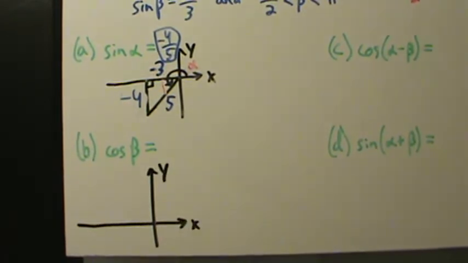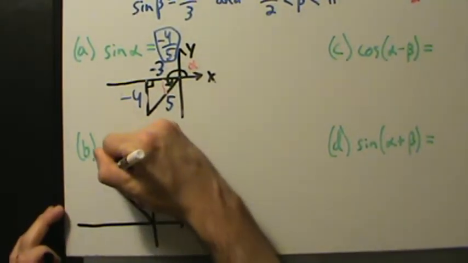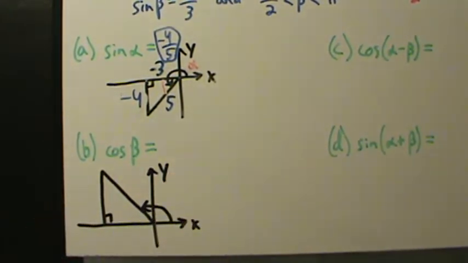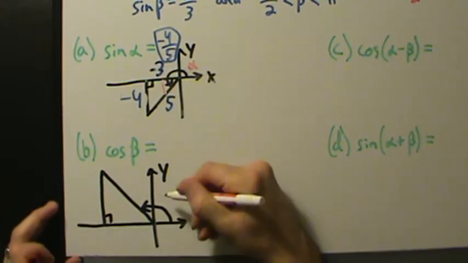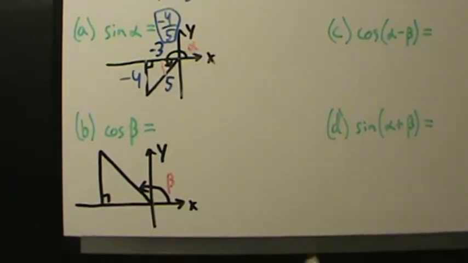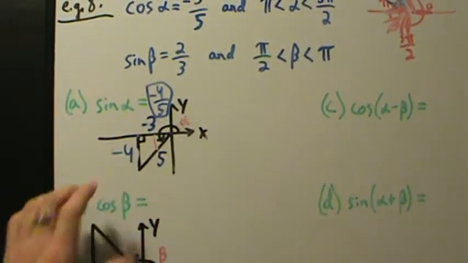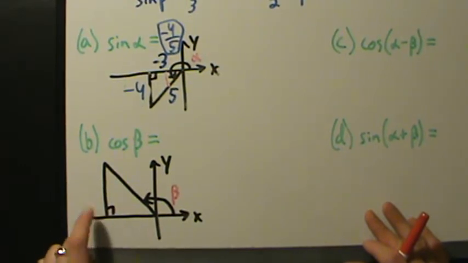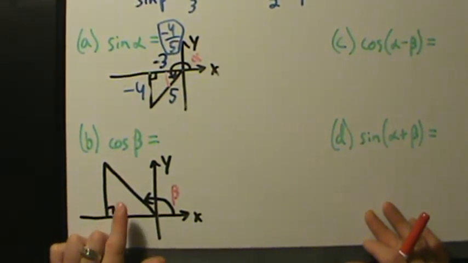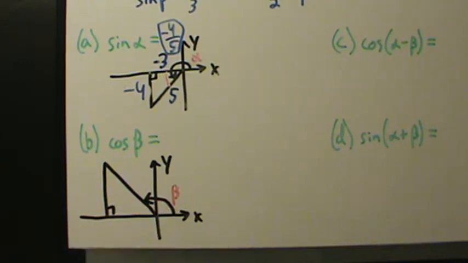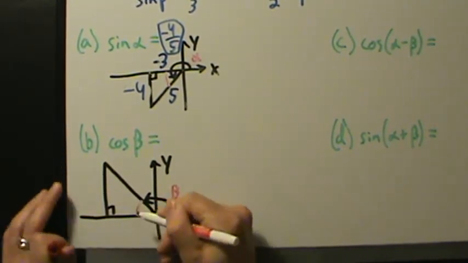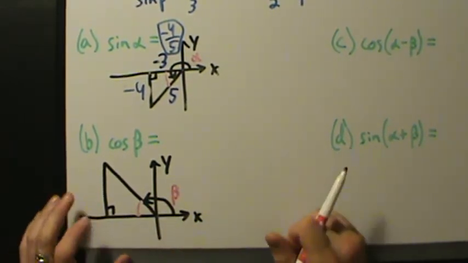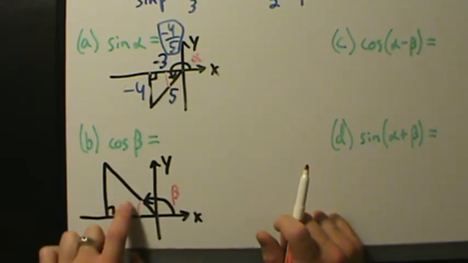X-axis, y-axis. And then here's our angle beta. Okay. Now we're given that the sine of beta is 2/3, but again, remember that in a right triangle, sine is opposite over hypotenuse, and it's kind of weird to talk about the opposite here. But if this is the angle beta, then this angle right here is going to be the reference angle for beta. Okay, so this right here is the reference angle for beta. And when we talk about opposite and adjacent and hypotenuse, we can talk about that relative to this reference angle.